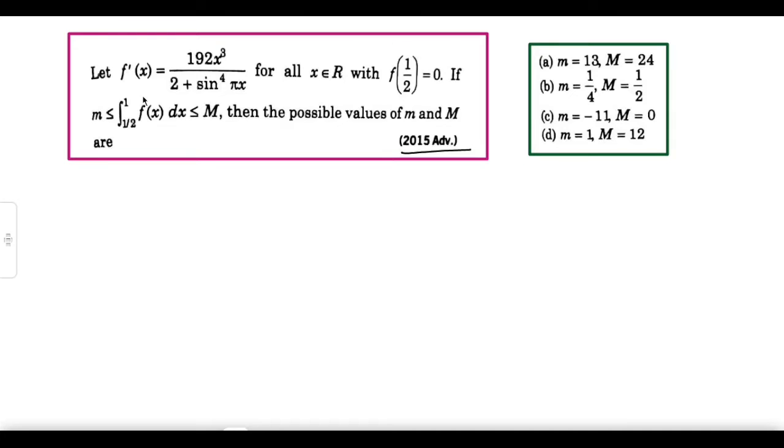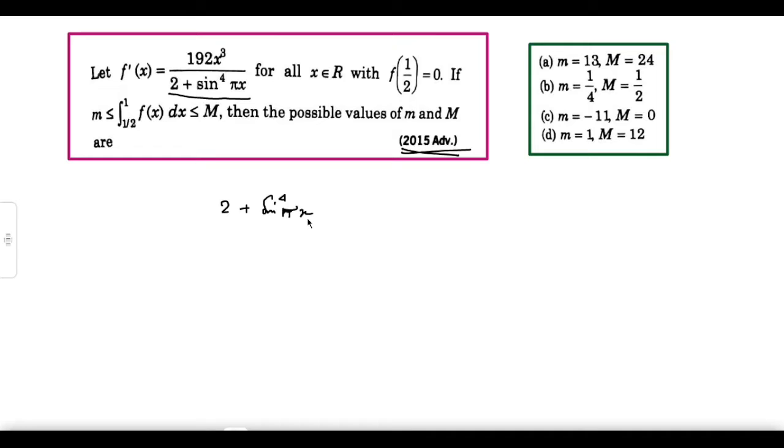Hello students, today we solve a very conceptual question which came up in JEE Advanced 2015. Let's see the question first. Look at the denominator of the function f dash x, that is 2 plus sine to the power 4 pi x.